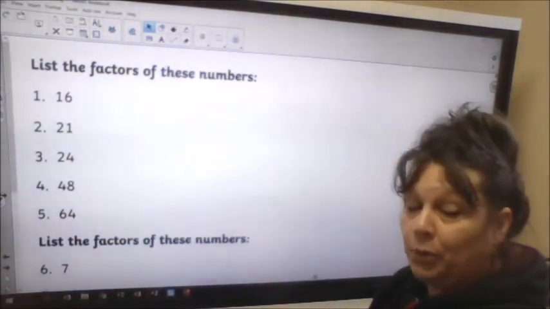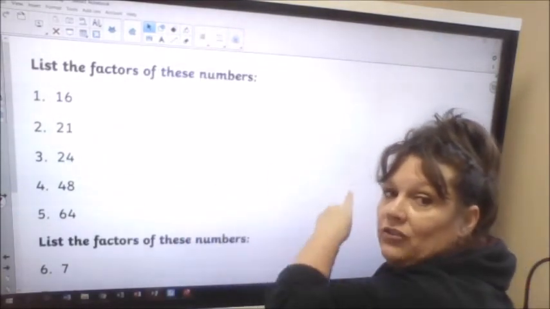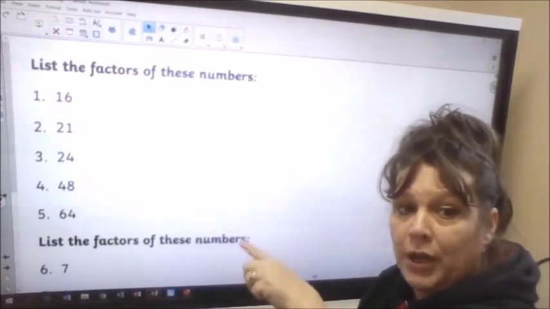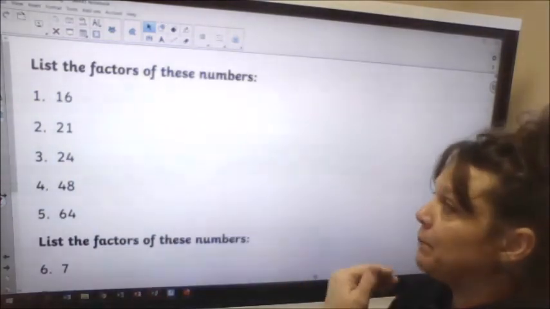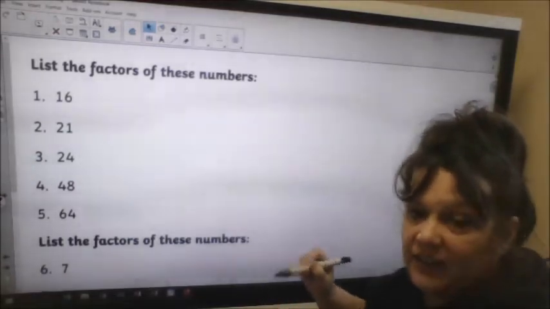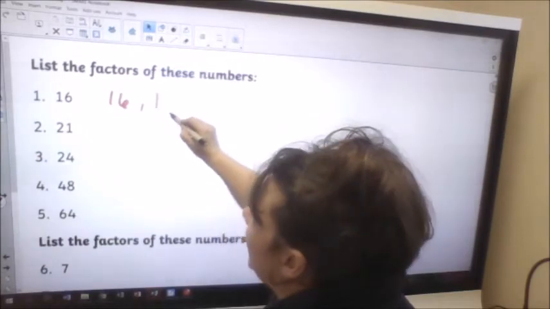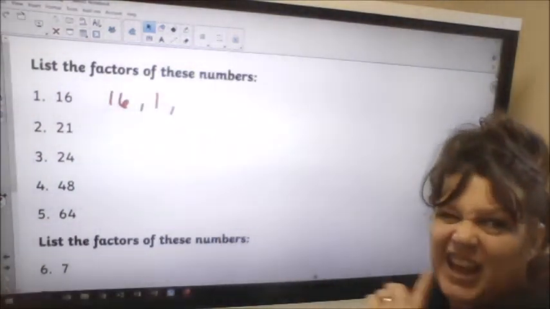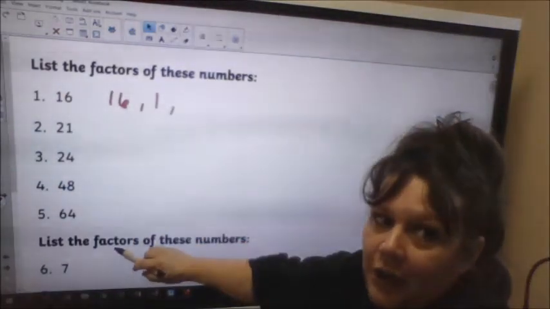So in your purple book, you will put number 1, 16, and then afterwards you'll list all of the factors of 16. Please put a comma between the numbers. So, for example, we know that 16 and 1 are factors of 16. So I would put 16 like that and 1 there. And then if there's some more, I would put commas going on. Okay. And the clue, there are some more.